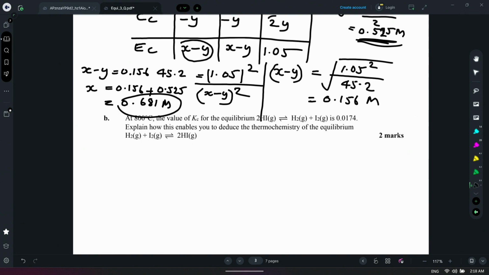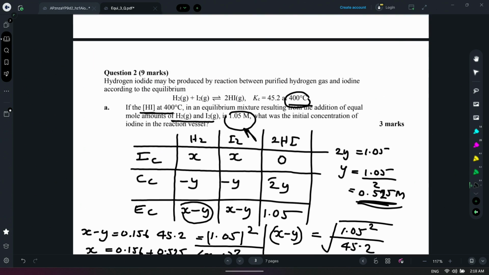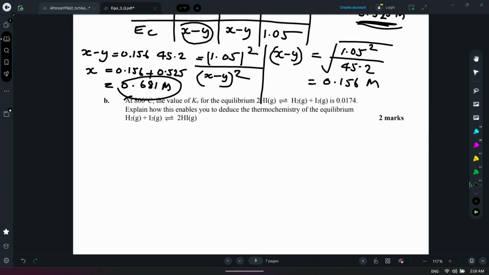At 800 degrees, the value of Kc for the equation is given to you. Now, look, the previous one is at 400. They have given us the Kc value of the reverse reaction at 800. So tricky, isn't it? They have given us the Kc value of the reverse reaction at a higher temperature. See how tricky this question is.